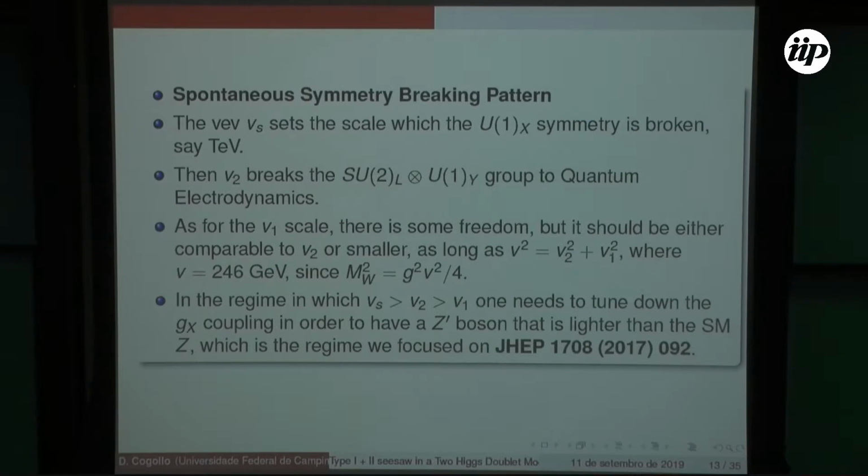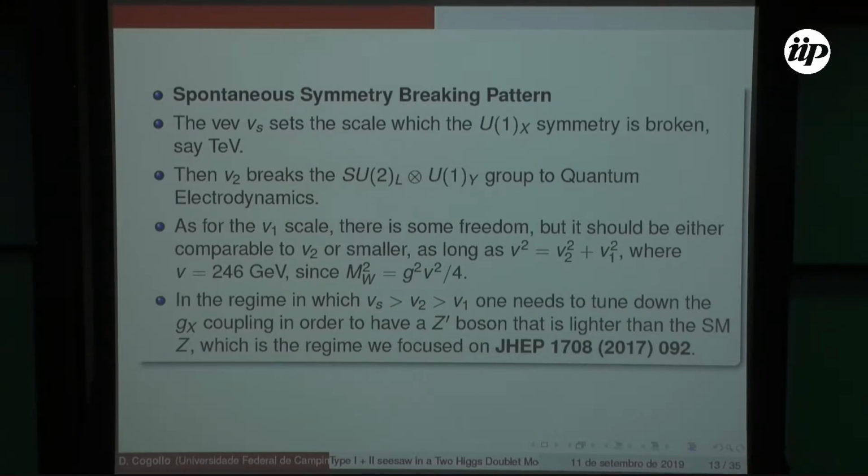In this first paper, we worked in this limit, the limit where Vs is greater than V2, greater than V1. And in this case, we need to do a fine tuning in this coupling. This coupling is the coupling constant of the new U(1) model, to obtain a Z prime boson that is lighter than the standard model Z boson. And we obtain this lighter boson by tuning this coupling.